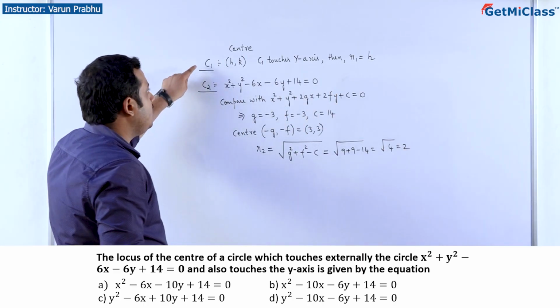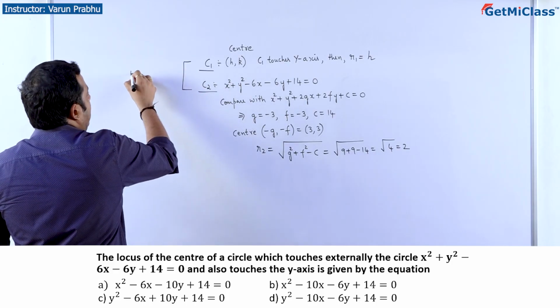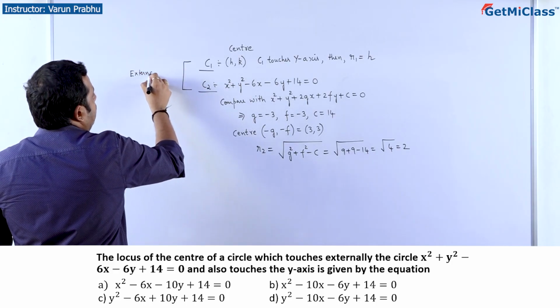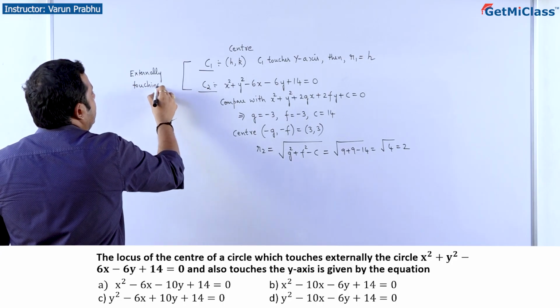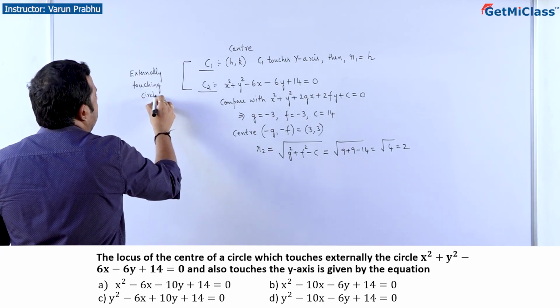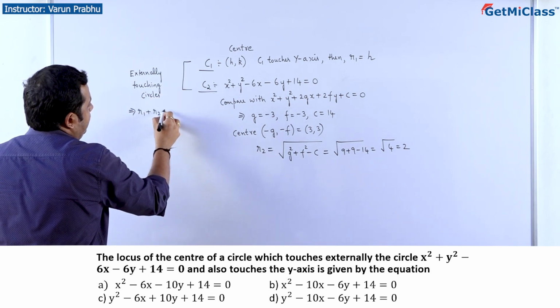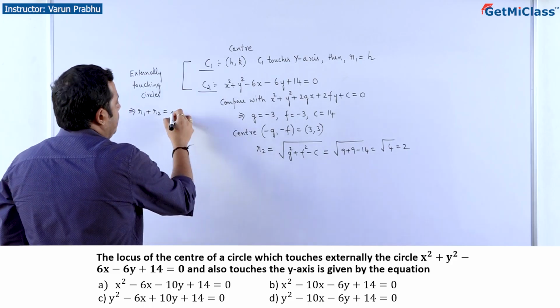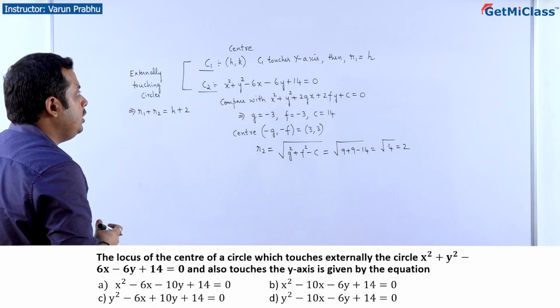Now these two circles are touching each other externally. These are externally touching circles, correct or not? So what is the meaning of this? This implies that the distance between the centers, R1 plus R2, should be equal to h plus 2, correct or not? R1 plus R2 should be equal to h plus 2.